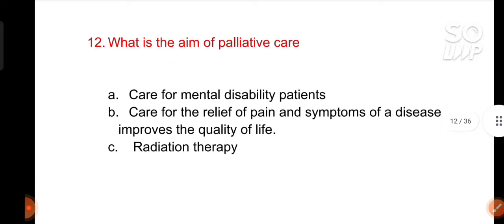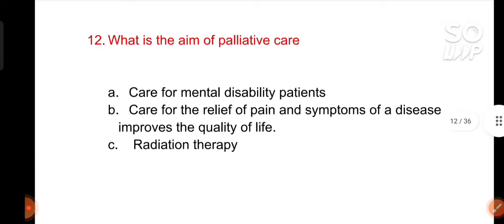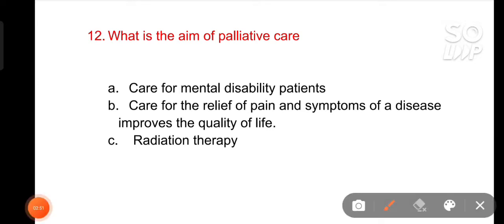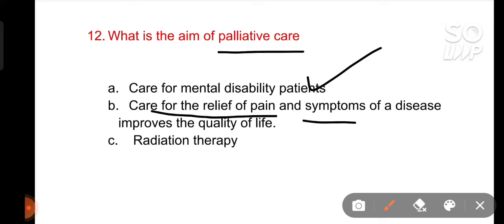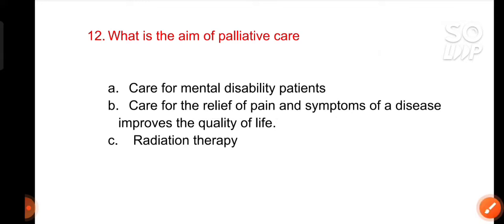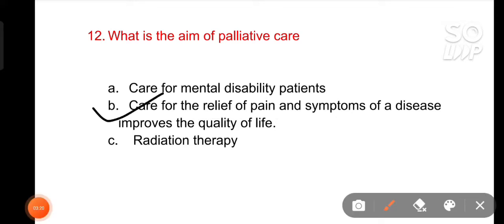So the next question is, what is the aim of palliative care? So we are giving palliative care for the patient. So what is the aim for giving this palliative care? The options are: A, care for mentally disabled patient. Option B, care for the relief of pain, symptoms of a disease to improve the quality of life. Option C, radiation therapy. The right answer is option B.